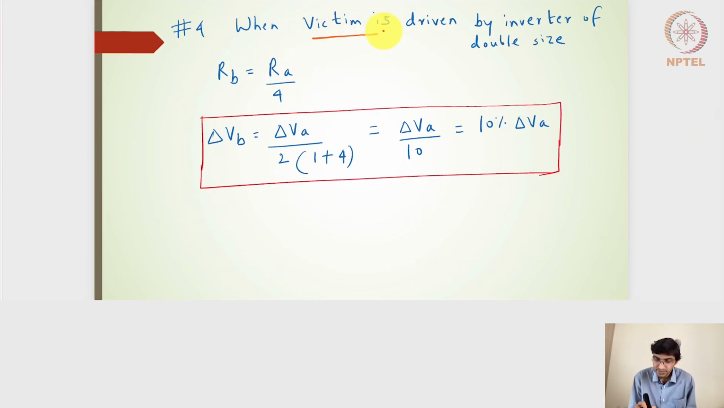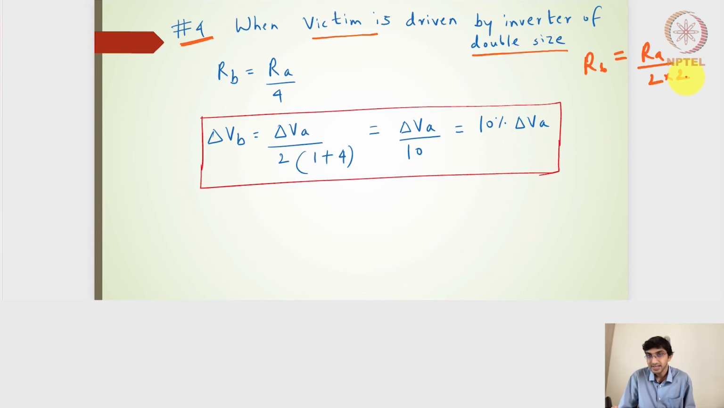Lastly, when the victim is driven by an inverter of double the size, so that means my RB is actually very, very small now. If it was of the same size, we had RA by 2. Now the size itself is double, so we should have a much lesser resistance, and by the long channel model we can easily scale it and say that it is RA by 4. So my K value turns out to be 4.